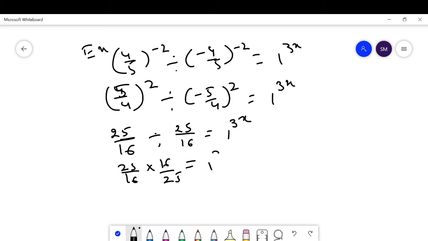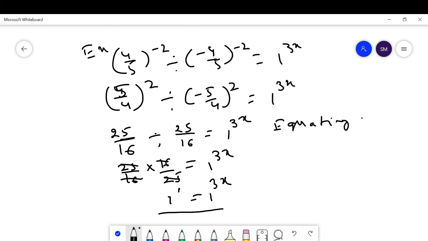In case of fractional division, take the reciprocal and do the multiplication. 16 cancels. This is 1. 1 can be written as 1 to the power 1, which equals 1 to the power 3x. Here the bases are the same. Equating the exponents, we get 3x equal to 1, x equal to 1 upon 3.